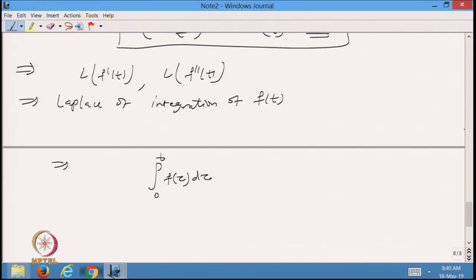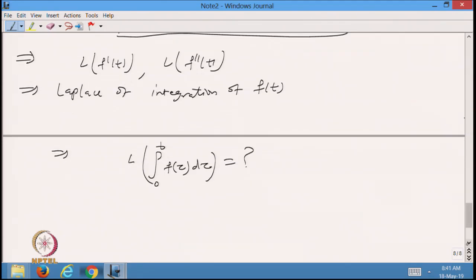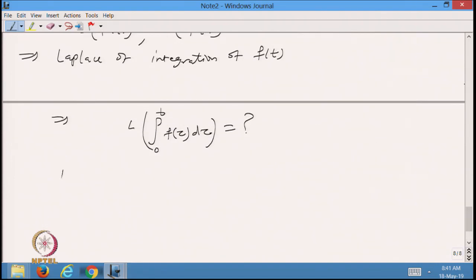So, here I have the integration of the function f from 0 to t, and I want to take the Laplace transformation of this function. What will happen if I want to take the Laplace transformation of this one? So, from here it is not a proof, it is just that I want to find out what will be the Laplace transformation of this one.